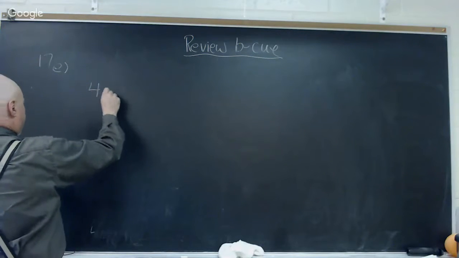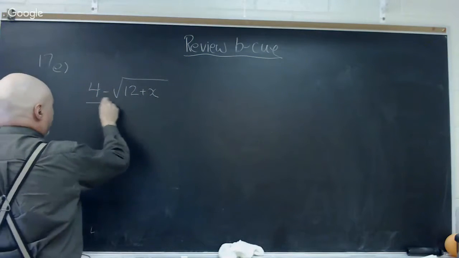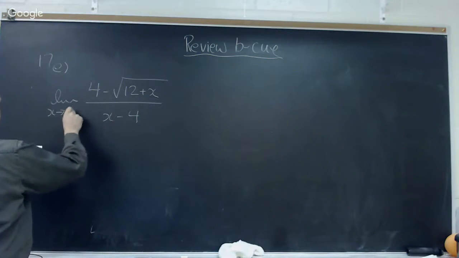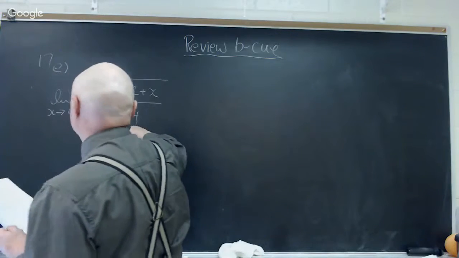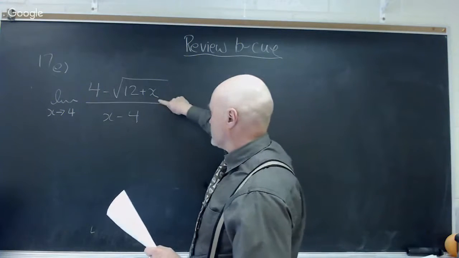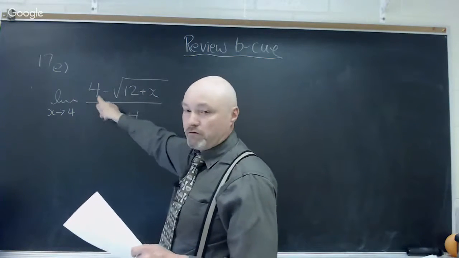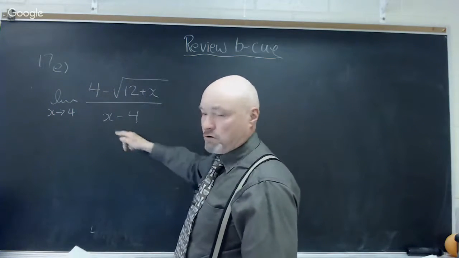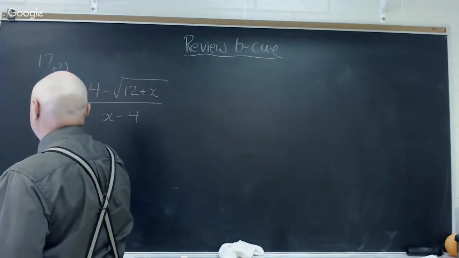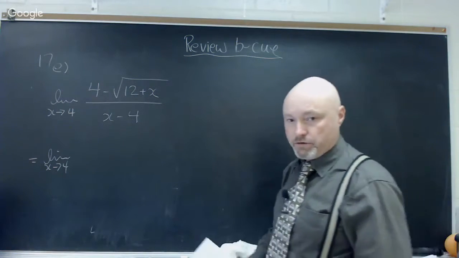17E, 4 minus square root of 12 plus x over x minus 4. And I can guess that this is the limit as x goes to 4. And yes, my failing vision tells me that's what it is. Sure enough, 12 plus 4 would be 16. Square root of 16 would be 4. 4 minus 4 would be 0. I'd have 0 over 0, and it is stubbornly refusing to tell me what the actual limit is because of that. Okay. Hey, what should we do to fix this?